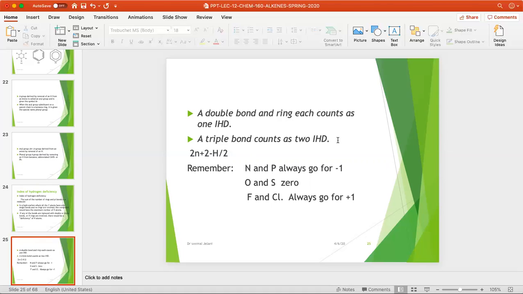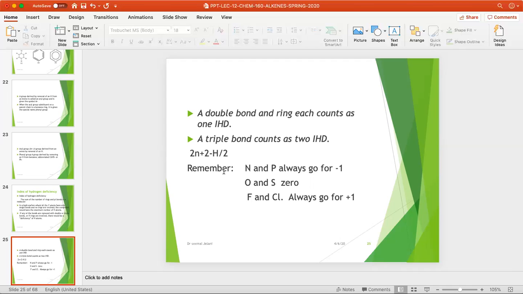Okay, now we have a formula. So I have written this formula: (2n + 2 - h) divided by 2. Now you have to remember, whenever we are talking about hydrocarbons, we obviously know this, and in general we think about carbon and hydrogen, so there is no need to write carbon or hydrogen because it's understood that this is about carbon and hydrogen.